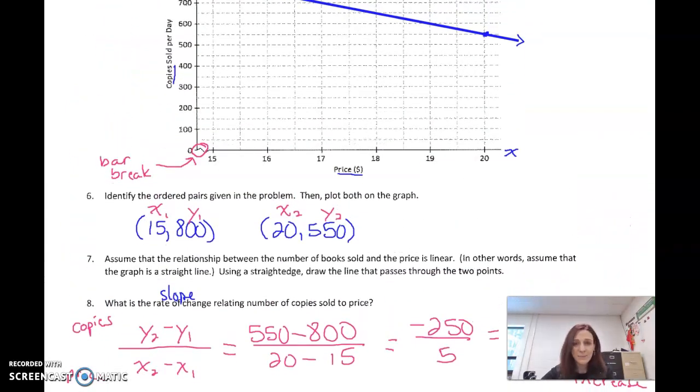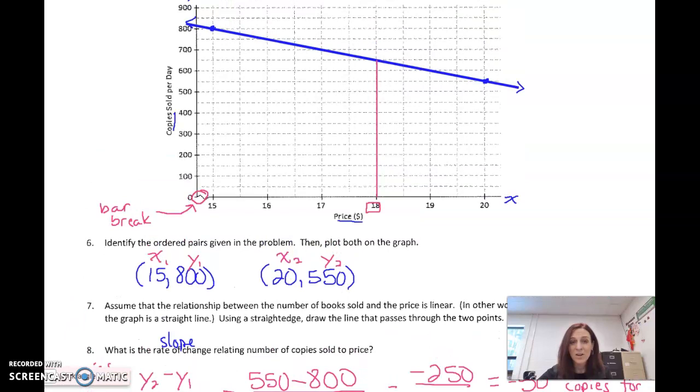So here is 18. If we follow this line up from 18, so that's the cost, and we take it over, we could say it's approximately equal to 650 copies. It hits the line at that point.